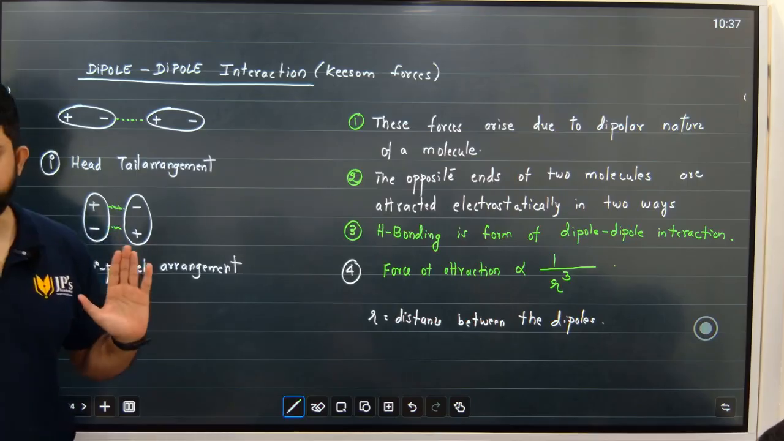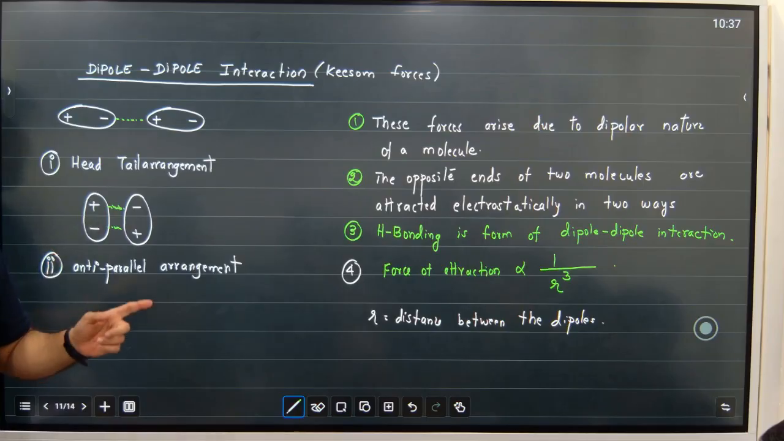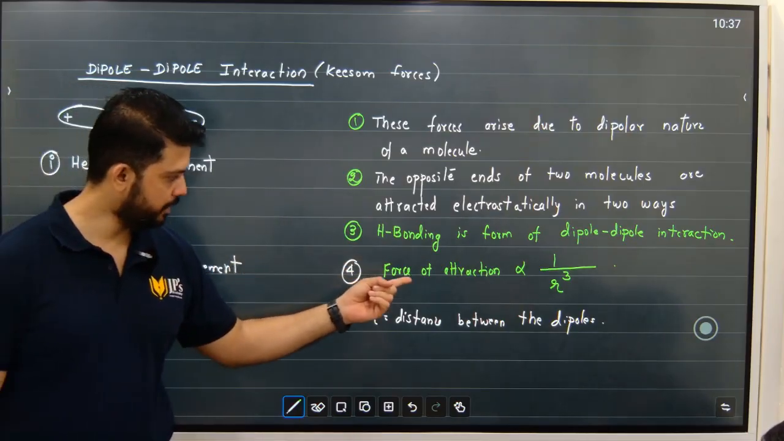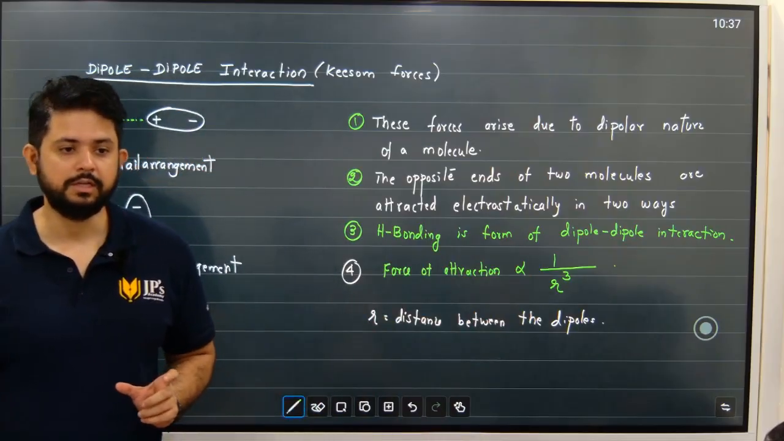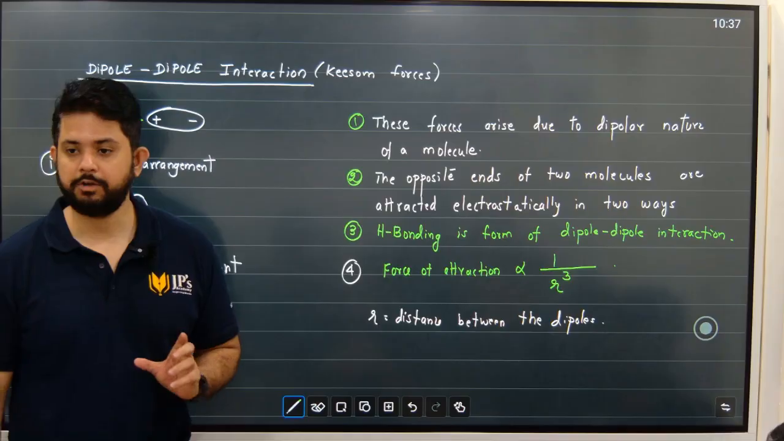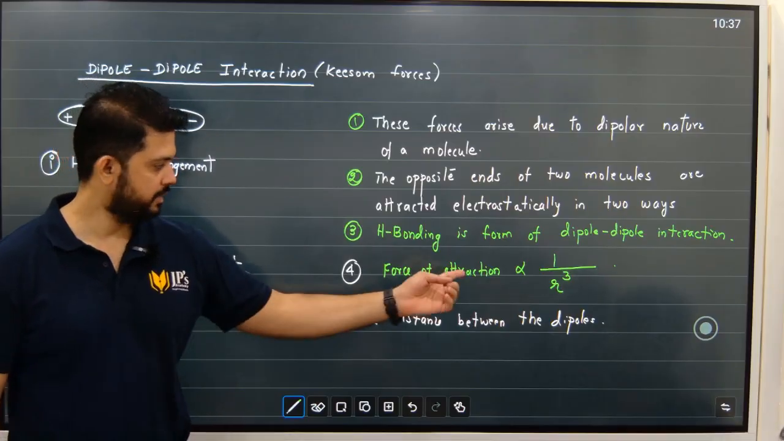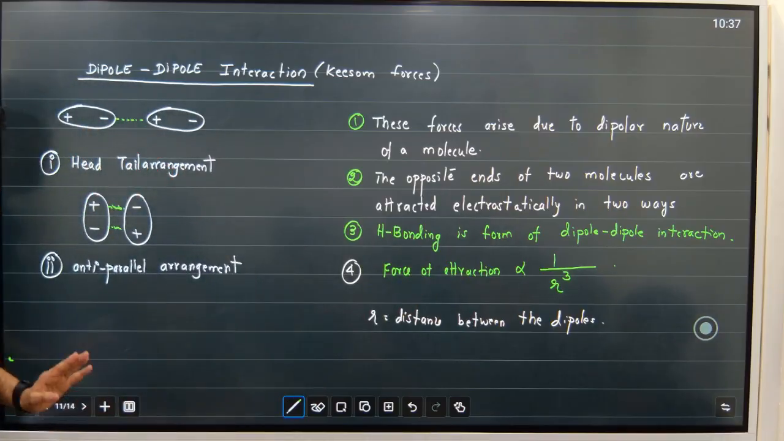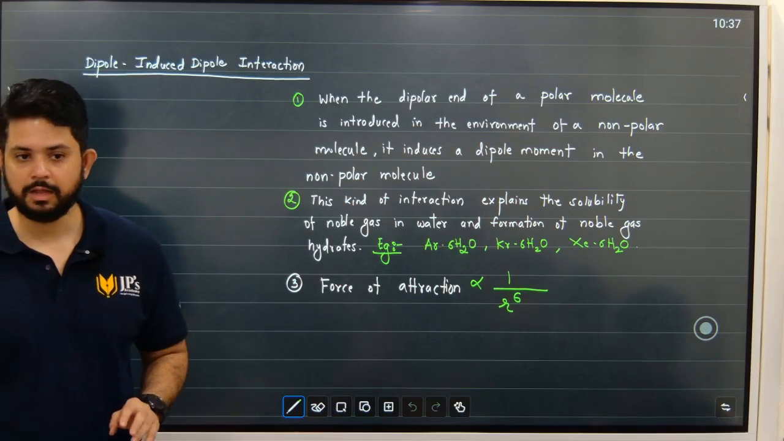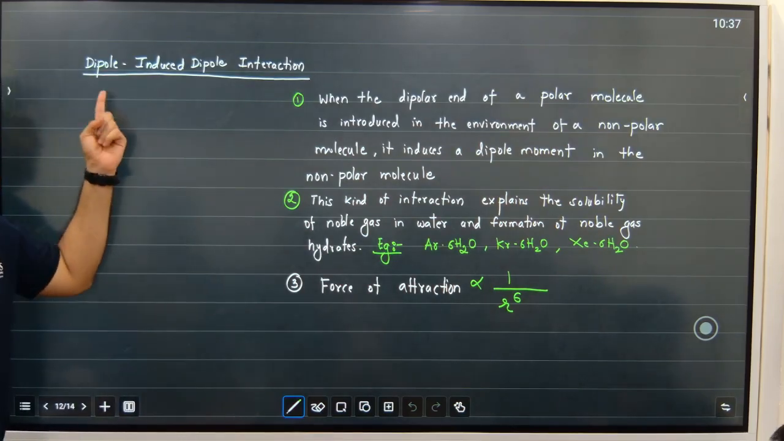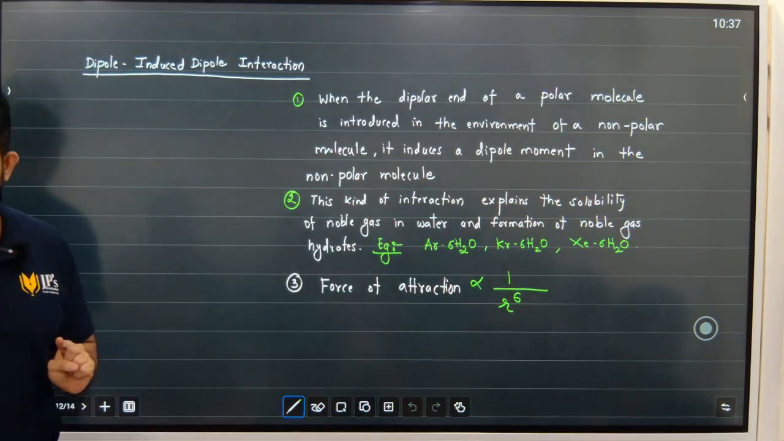This is called dipole-dipole interaction. Now what we need to understand is, in dipole-dipole interaction, the strength is inversely proportional to the cube of the distance between the dipoles. This is a very important point that you need to remember. Now, the second type of interaction that we have is called dipole-induced dipole.